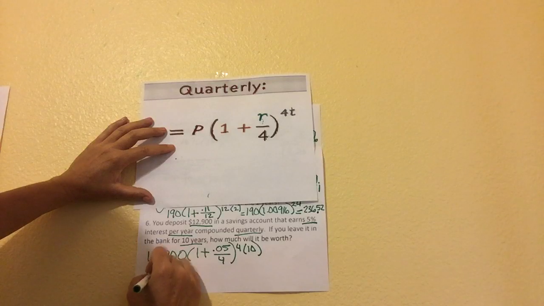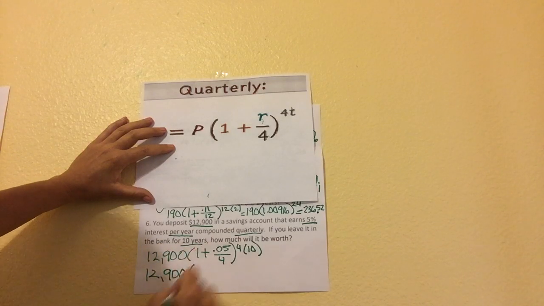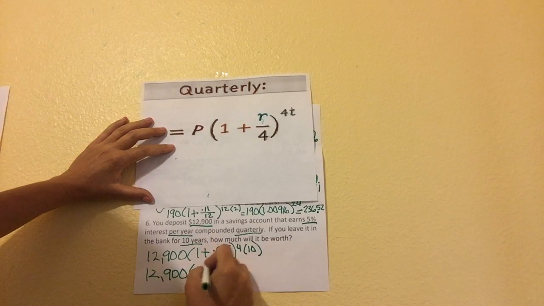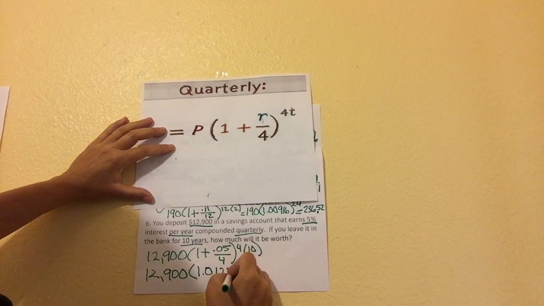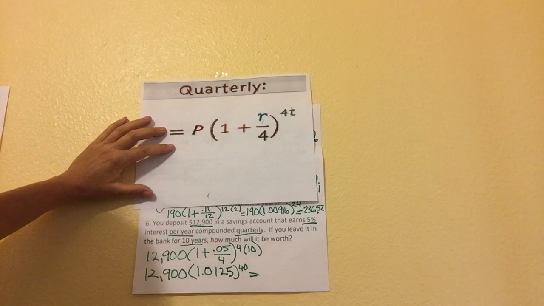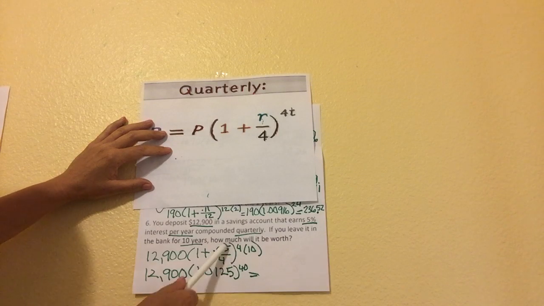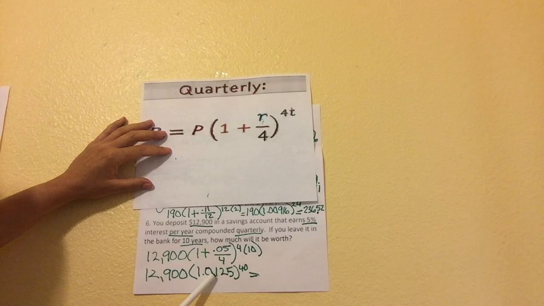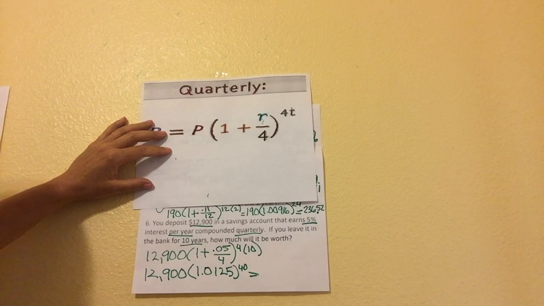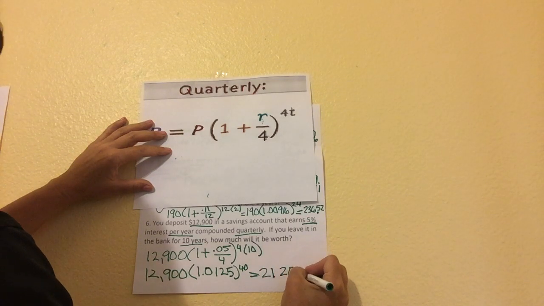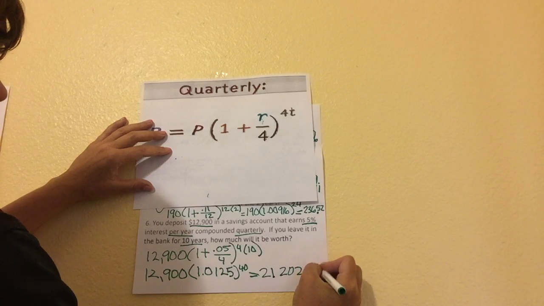Okay, so we're going to combine this information using our calculator and get 1.0125. And 4 times 10 is 40. Okay? So again, you're dividing this. Once you divide this, you add it to 1 and you put it down here. Okay? And then you put this in the calculator. We're going to get 21,202.69.